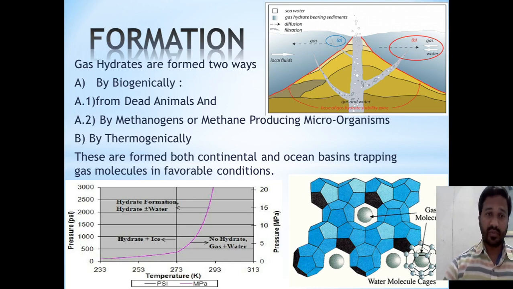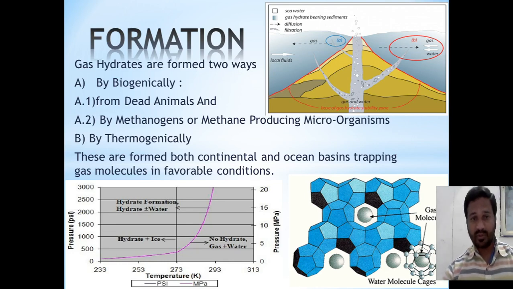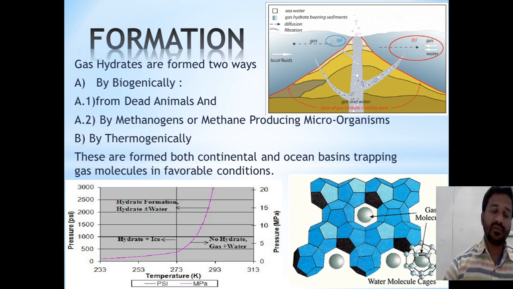Also there are some microorganisms called methanogens. Those are responsible for the production of methane gas. They do this in abiotic conditions. They are present in the ocean bottoms, and they are also responsible for releasing this CH4 gas.